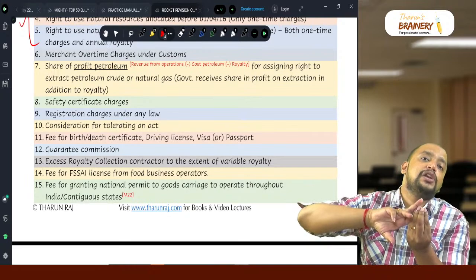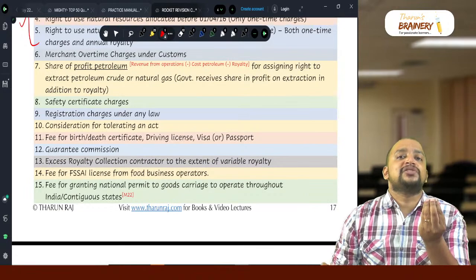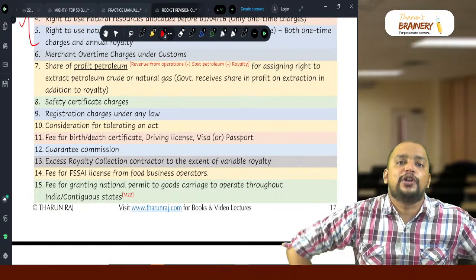Whereas if the variable royalty is 80 lakhs and fixed royalty is 60 lakhs, anyhow leaseholder would have paid GST on 80 lakhs, so ERCC is not required to pay any GST.